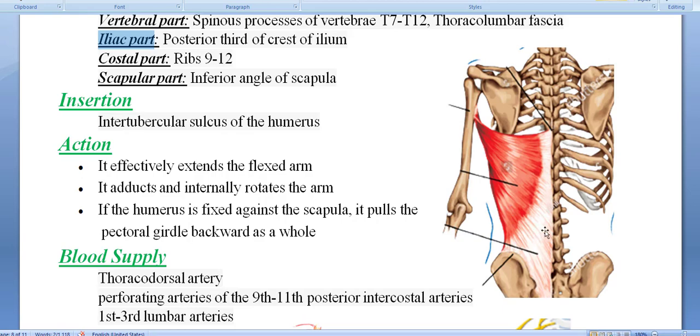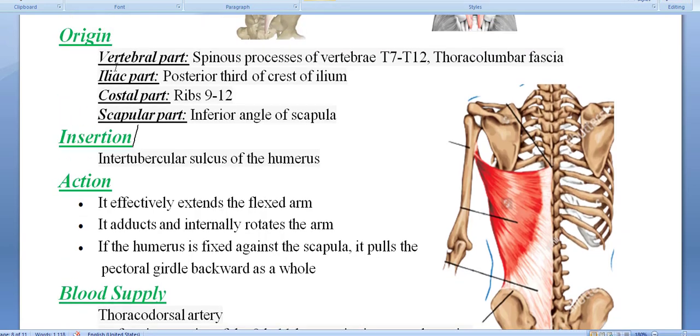And what is the costal part? Its costal part gets its origin from the 9th, 10th, 11th and 12th ribs, and the scapular part gets its origin from the inferior angle of the scapula. So this muscle gets its origin from four different parts: the vertebral part, the iliac part, the costal part and the scapular part. I hope you understood it.